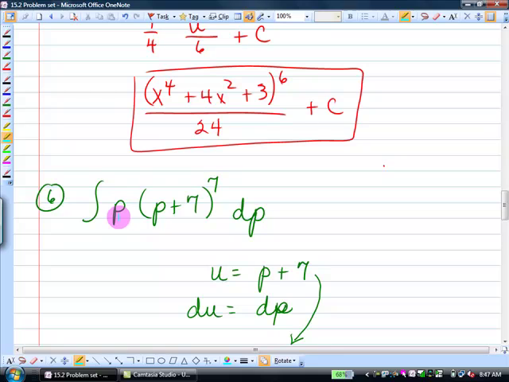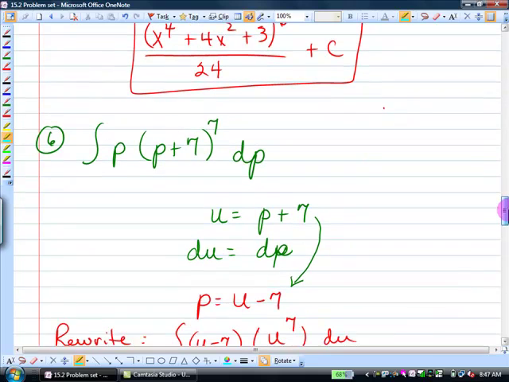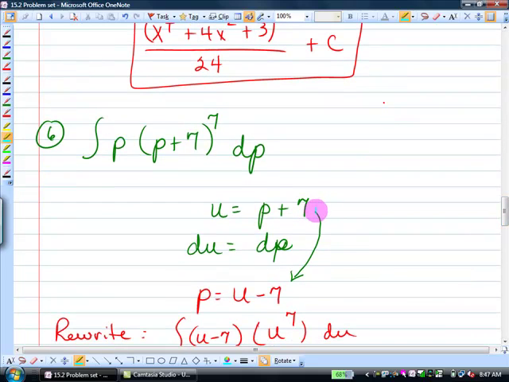We don't have that. We don't have another p there. We can't fabricate that. We can't divide a number. We just don't have what we need to have. When you see one of these that ends up like that, take where you had u and solve it for p. That means I subtracted that 7 to the other side. So I'm saying p is u minus 7. And the reason I did that is that I can put p in terms of u in my substitution.